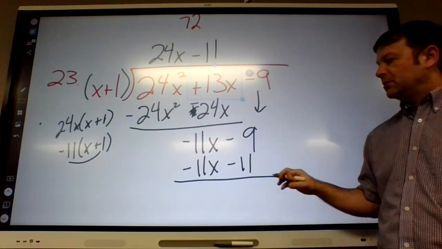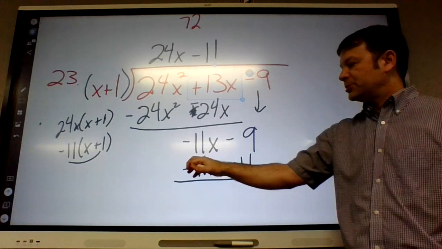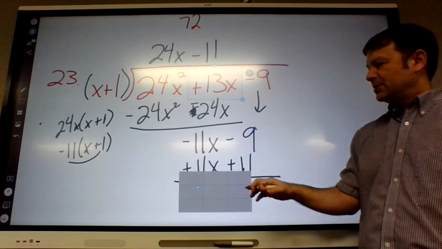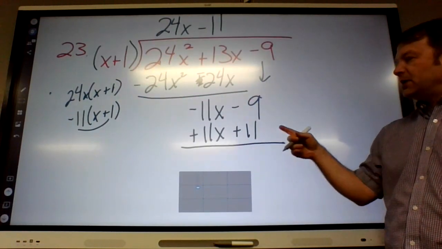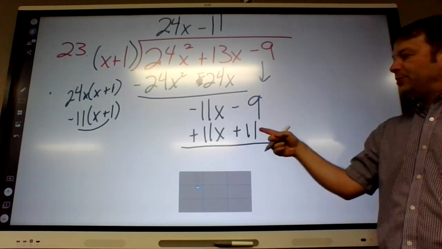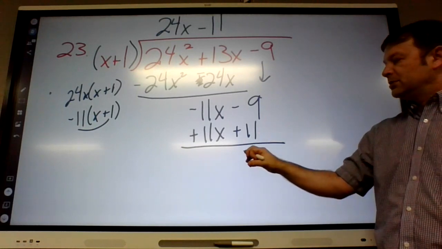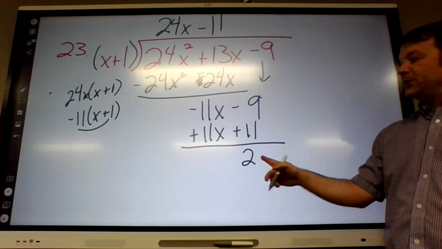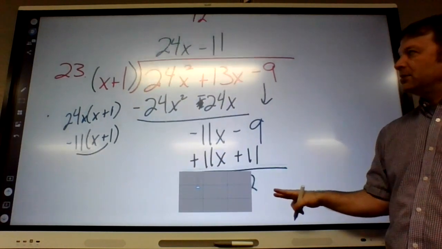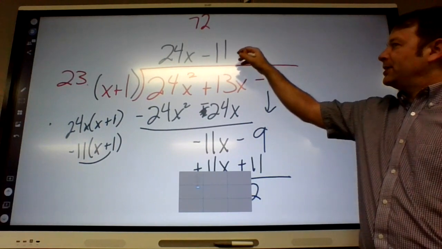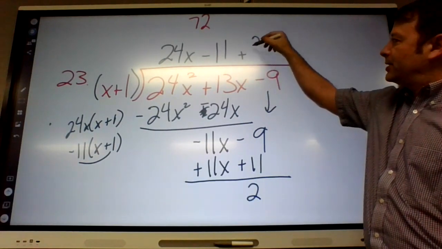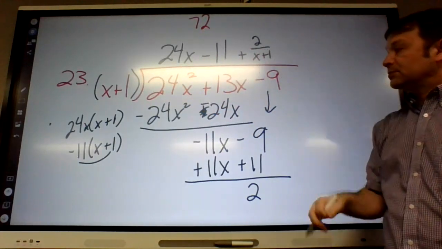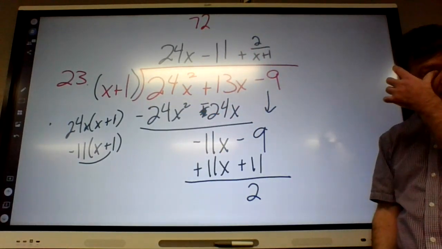And then 11x cancels out. Okay, we're subtracting the bottom line, so the minuses will become pluses. And those cancel out. Negative 9 plus 11 is 2. There's nothing left to bring down, so 2 is our remainder. Sometimes they put a plus right here. I don't really care though. But the remainder is 2 over x plus 1.